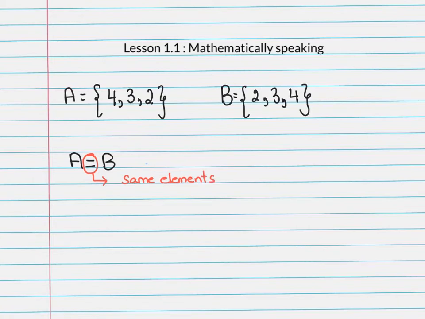Let's see. Set A has 4, 3, 2. So element 2 is found in A and it's found in B. Element 3 is found in A and it's found in B. Element 4 is found in A and found in B. Both have 3 elements. This means that they are equal. So this statement is 100% true because the elements in A are the same as the elements in B.